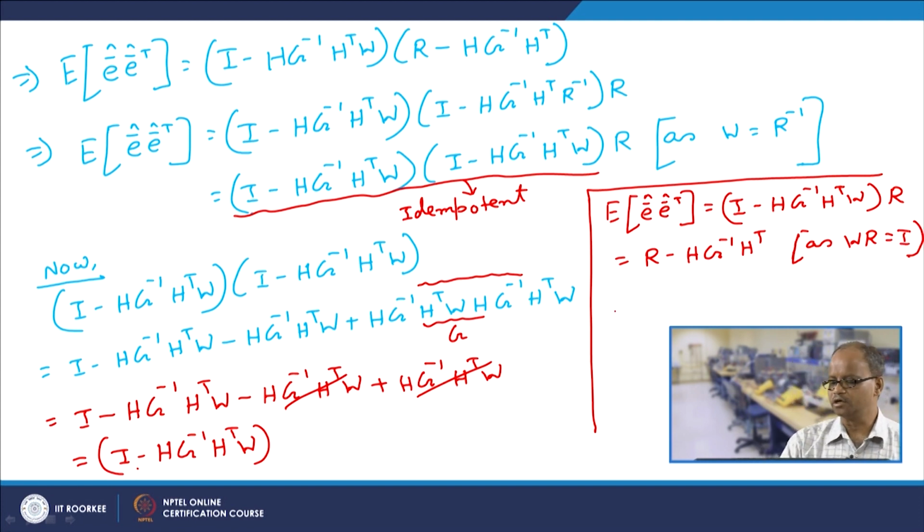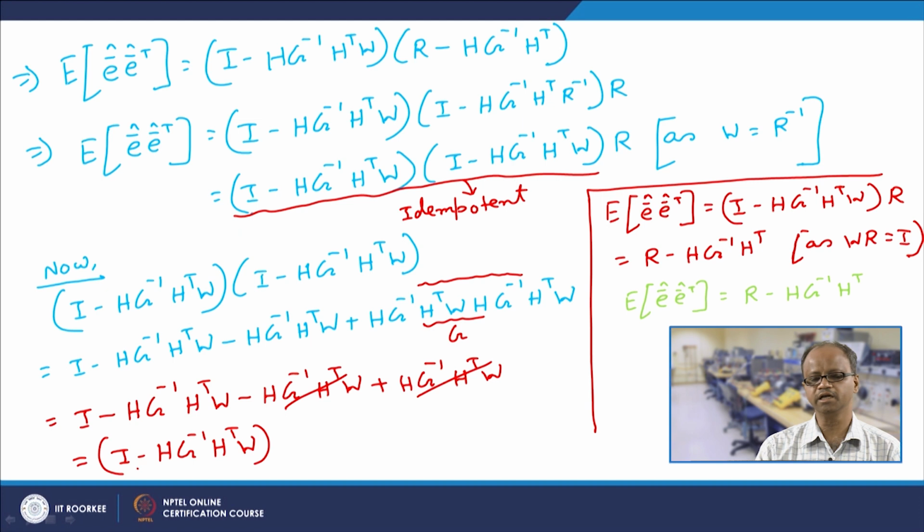So, this is a very important relation. What we ultimately found is a very beautiful relation, that the expected value of this error is equal to R minus H G inverse H transpose. So, basically the expected value of these estimated errors is not exactly equal to R, but it actually differs from the original matrix R. Therefore, this matrix plays a major role in our statistical analysis, and these issues we would be looking at in more detail in the subsequent lectures. Thank you.